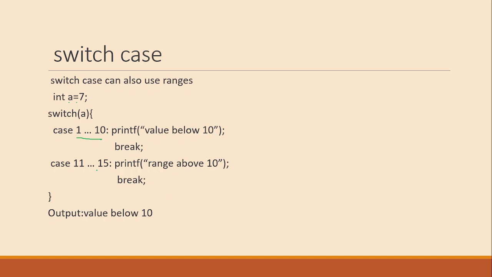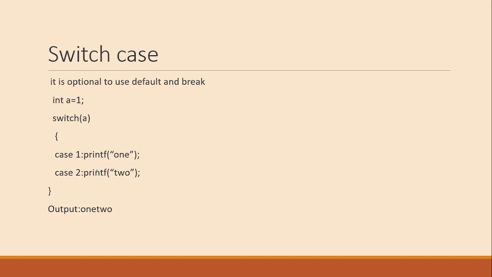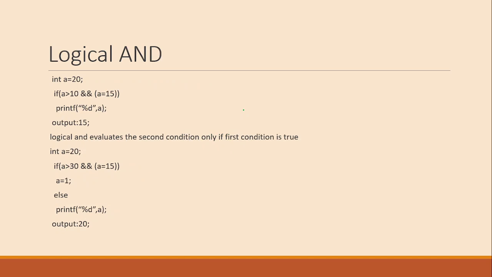Okay, so the next is a is equal to 1 in this case. Now switch a, it matches with case 1. Case 1 means print 1. Since there is no break statement, control will be transferred to the subsequent case also. When it goes to the subsequent case, 1 and 2 will get printed. So you will get 1 and 2. These two statements will get printed and it will come out in this case.